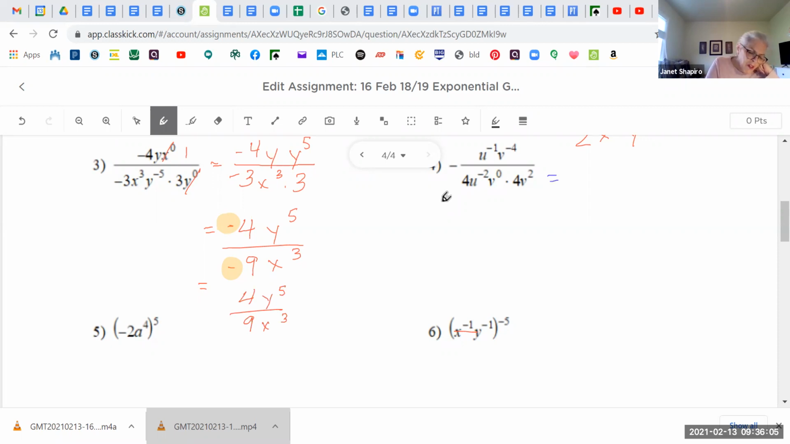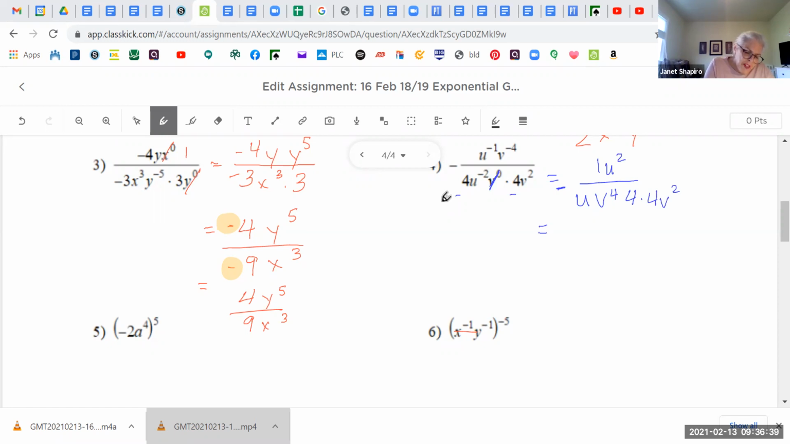All right, and the last one of these problems, I'll rewrite using all positive exponents. So U to the 1st goes down below, V to the 4th down below. When I look in the denominator, I only have a 1 left on top. In the denominator, I have a 4, a u to the -2, so it goes up above, and a v to the 0, which is just 1. I have another 4, v to the second, right? I have 4 times 4.